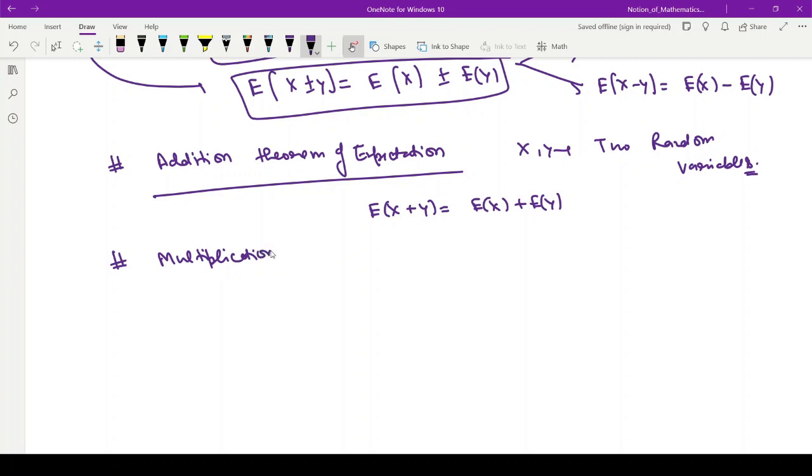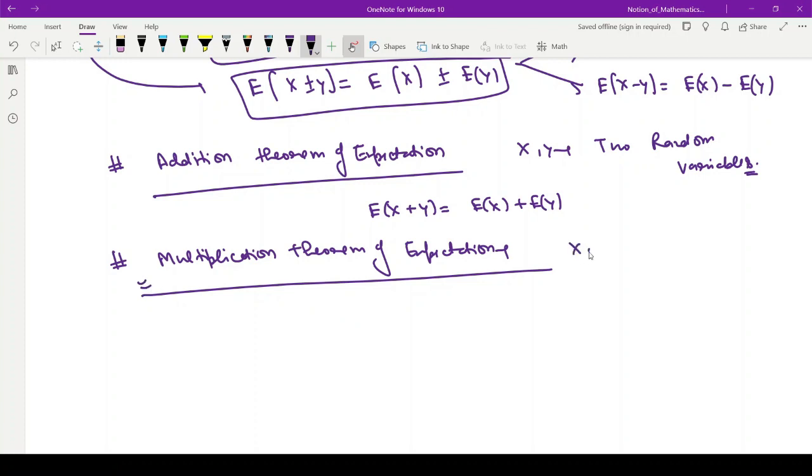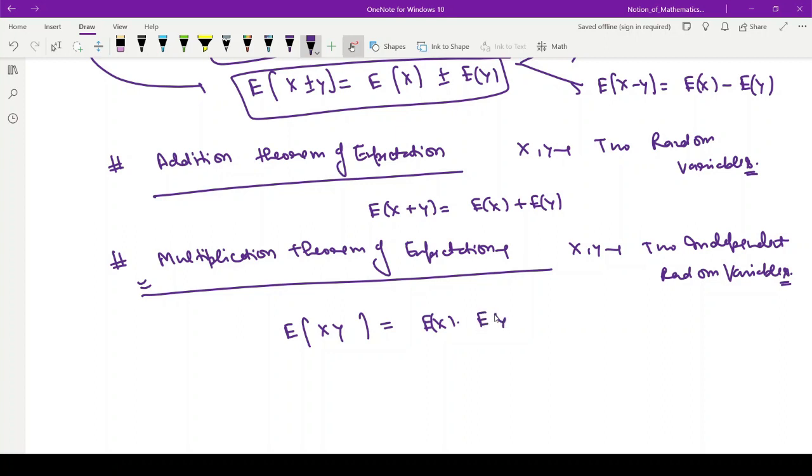Thereafter, there is one more theorem I want to mention here, known as the multiplication theorem of expectation. But in this theorem, the random variables are independent. These are two independent random variables. So how is the expectation of x into y defined? It is the expectation of x into the expectation of y. So this is known as the multiplication theorem of expectation. It is all about this.